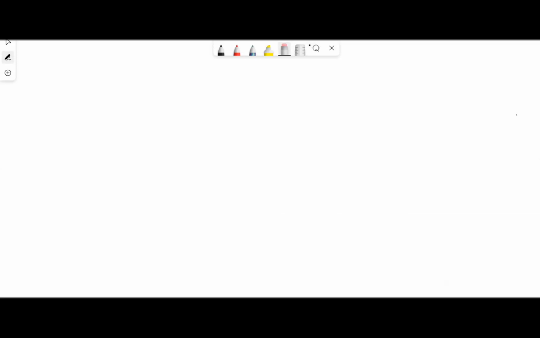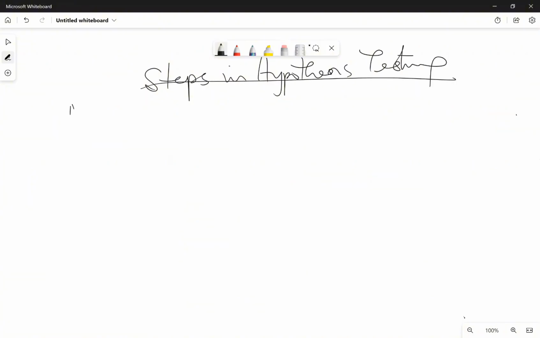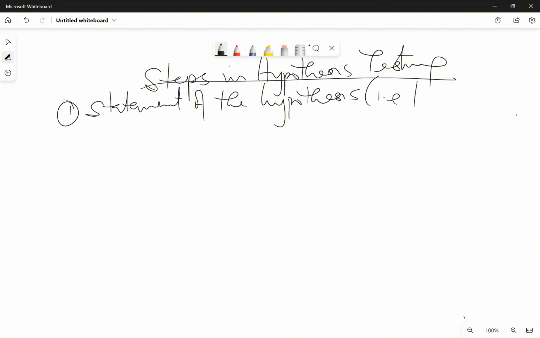Steps in hypothesis testing. Step one is called statement of the hypothesis. Here you tell us what is your H0 and what is your H1.